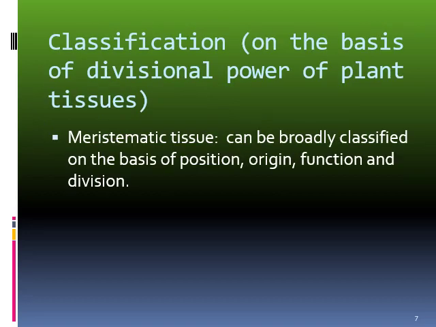The classification of meristematic tissue is based on the divisional power of plant tissue. So we classify meristem on the basis of 4 criteria under which we discuss over this lecture.